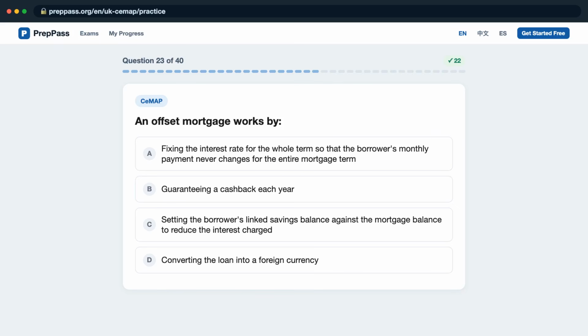Question 23. An offset mortgage works by, is it A, fixing the interest rate for the whole term so that the borrower's monthly payment never changes for the entire mortgage term? B, guaranteeing a cashback each year? C, setting the borrower's linked savings balance against the mortgage balance to reduce the interest charged? D, converting the loan into a foreign currency?